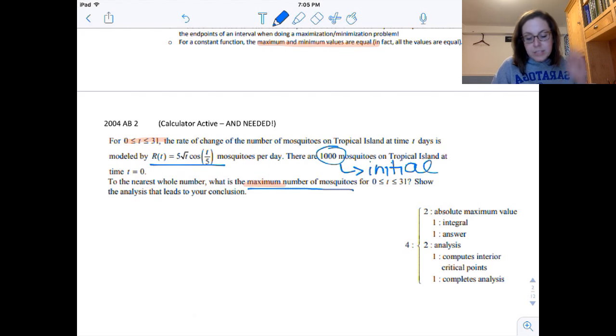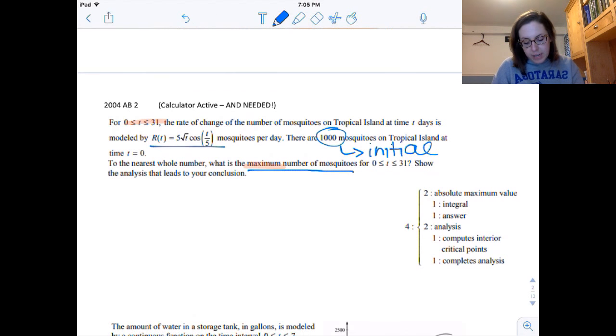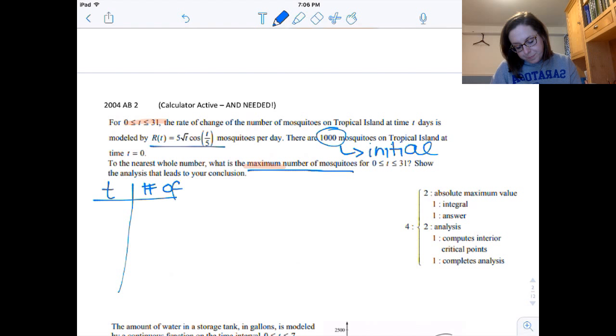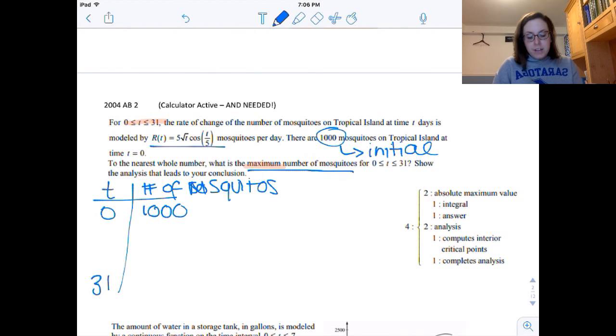So this is calculator active. The first thing I'm going to do here is identify my candidates. And so what that means for me is I need t, and I'm going to want to find the number of mosquitoes. So my endpoints here are 0 and 31. And I know at 0, I'm starting with 1,000. So that's my start. Then what I'm going to do is look at R(t), and I'm going to look for where that changes signs, because that's going to be my critical values.